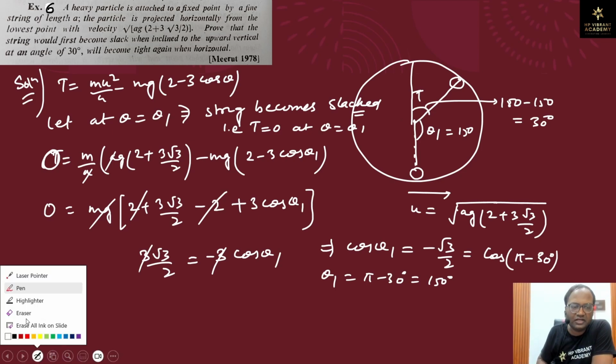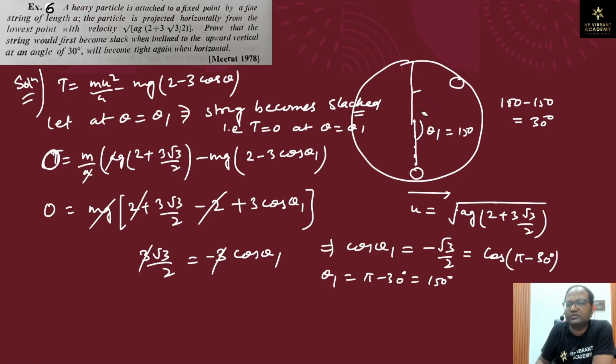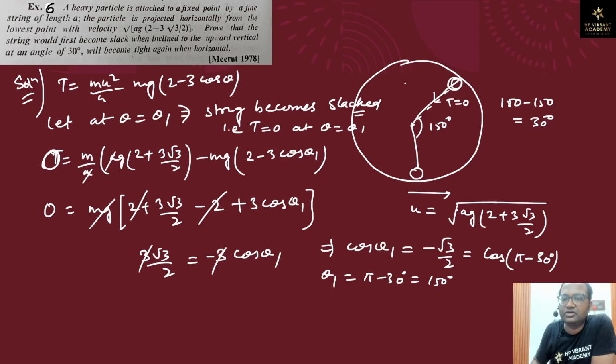Let us draw this again. At an angle of 150 degree, tension is equal to 0, that is, the string becomes slack. So the angle from the vertical will be 30 degree. This is being asked in the question: prove that the string would first become slack when inclined to the upward vertical at an angle of 30 degree. So this is the angle from the upward vertical, and it will become tight again when horizontal.